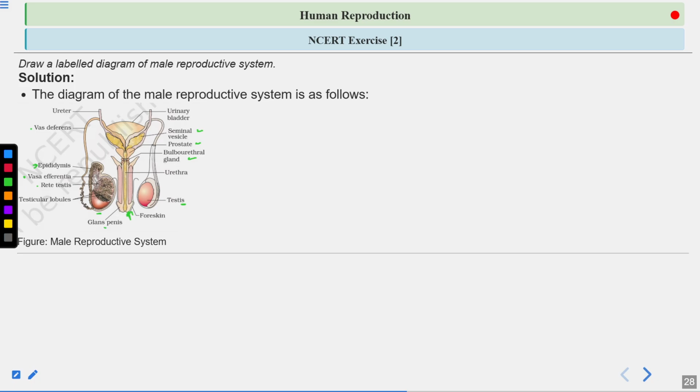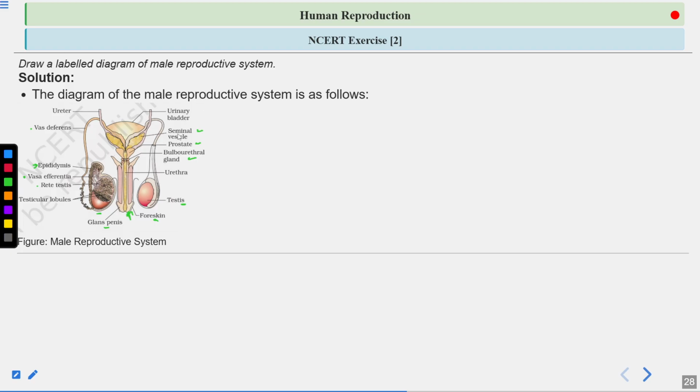Then you can show glans penis here, which is the head of the penis, and this is the foreskin. So this is the well labeled diagram of the male reproductive system. You should draw this because it shows the accessory ducts, accessory glands, primary sex organ, as well as the external genitalia.